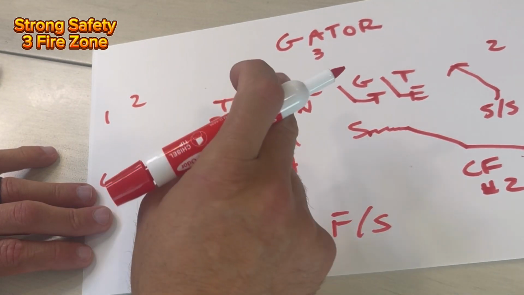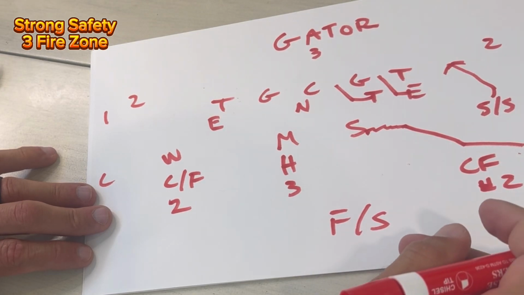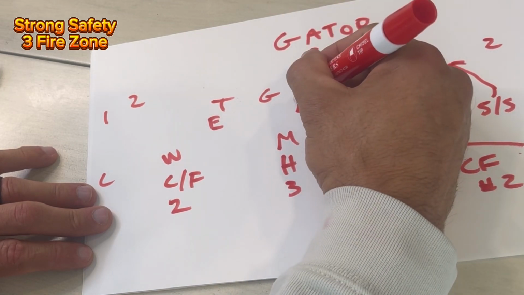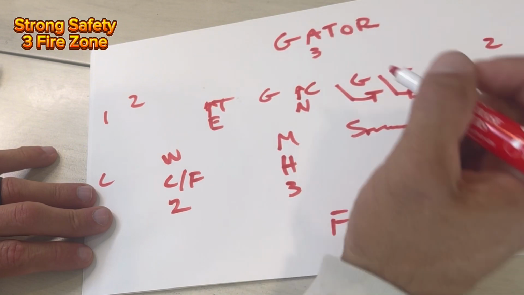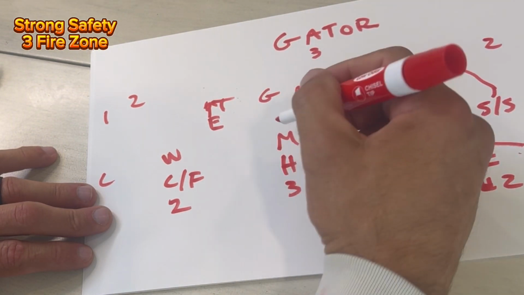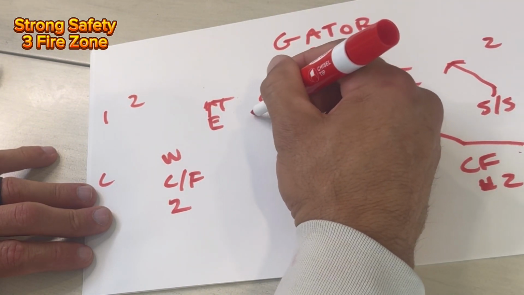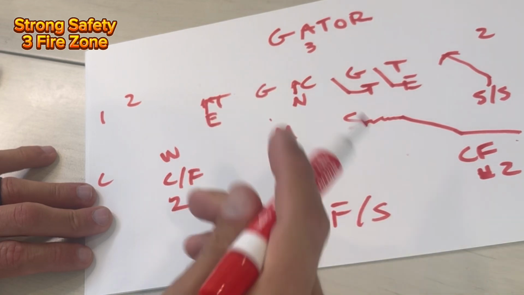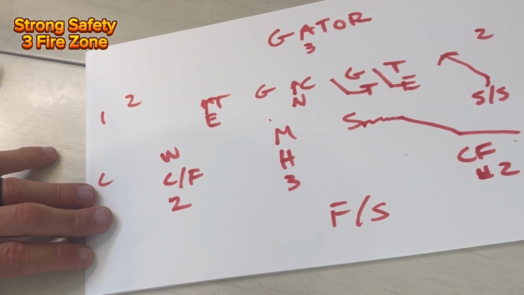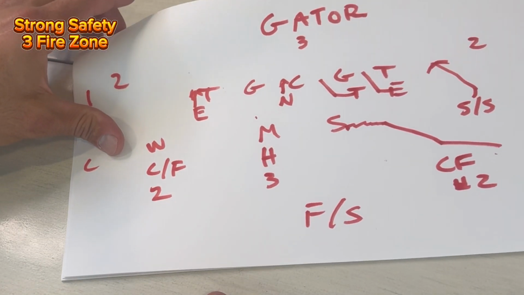All right, so this is Gator with a strong right Rip call. Everybody else still has their same gaps. In case of a run, the Mike's still got this B gap weak, and the Will's still the edge defender over here. All right, so that's Gator.